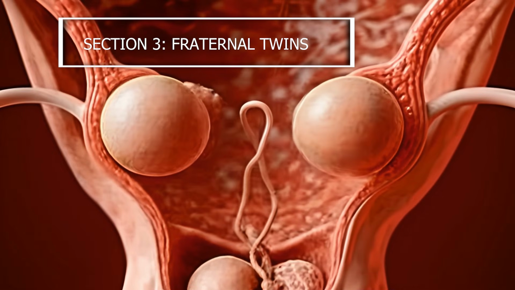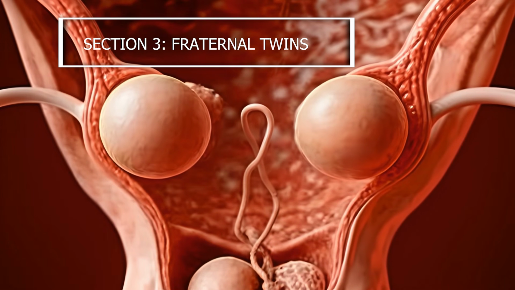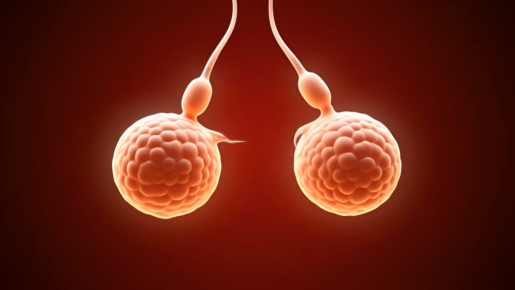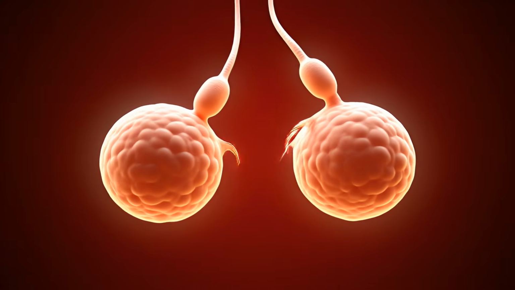Section 3. Fraternal twins. Fraternal twins form in a completely different way. Instead of one egg being fertilized, 2 separate eggs are released during ovulation.